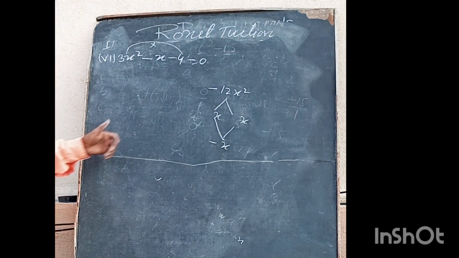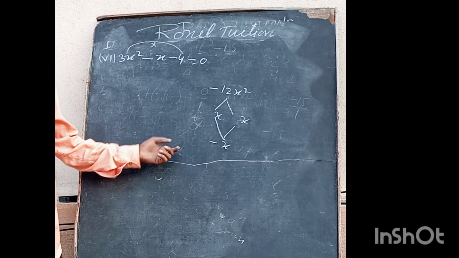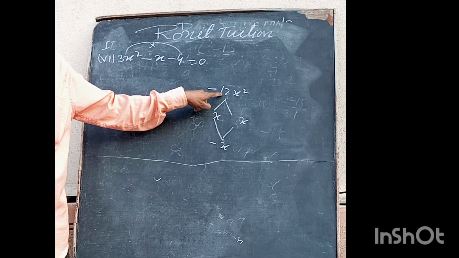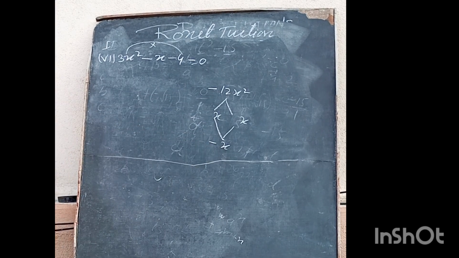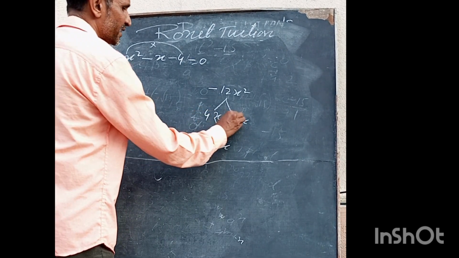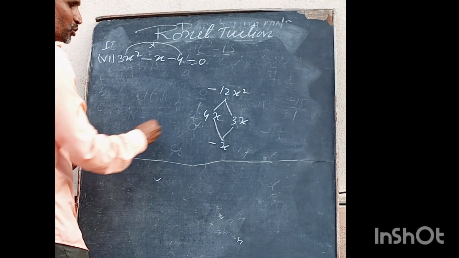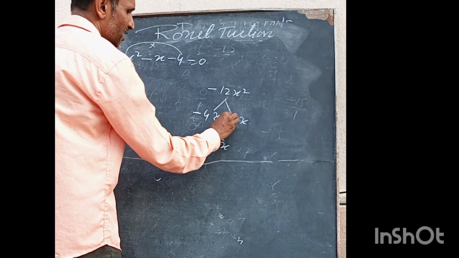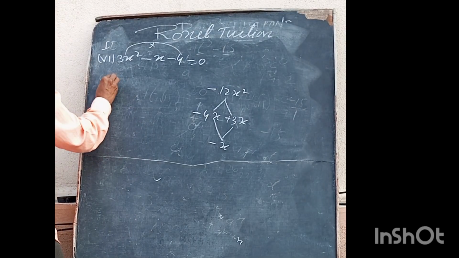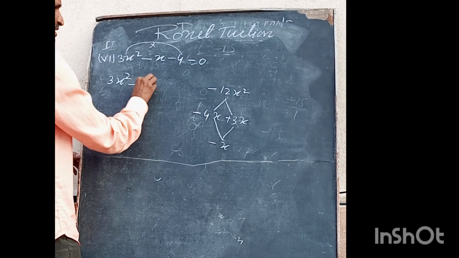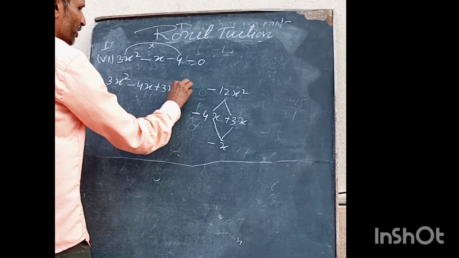Now we are finding the two numbers such that if we multiply, we get minus 12x square, and if we add, we get 1x only. So those numbers are 4 and 3. 4 minus 3 is equal to 1 and 4 times 3 is 12. The bigger number takes the minus and the other the plus. So I can write it like this: 3x square minus 4x plus 3x minus 4 is equal to 0.